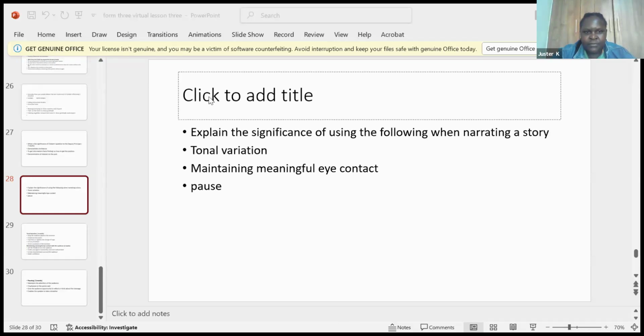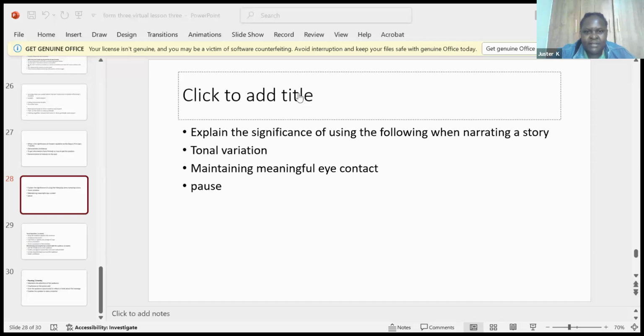Let's hear from... Is to improve your confidence. To do what? Improve your confidence. Okay, to improve confidence, maintaining eye contact so that can improve confidence.